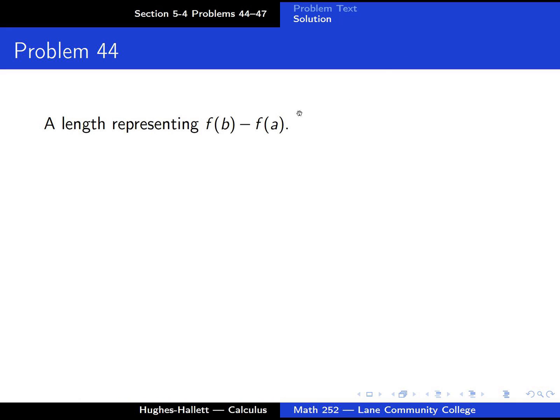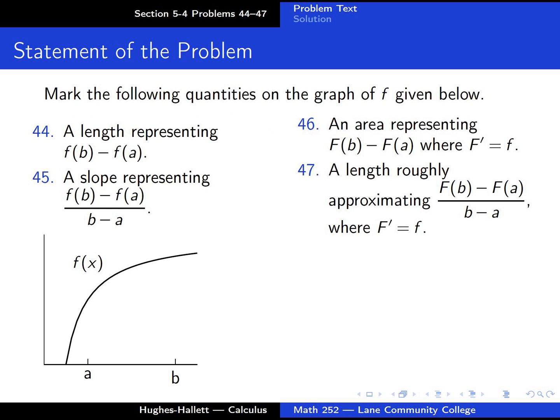Welcome, Math 252. We're looking at problems 44 through 47 from section 5.4 of the Hughes-Hallett text. We're given a generic graph of a function f of x on an interval a to b, and we're asked to find a bunch of different lengths in these problems.